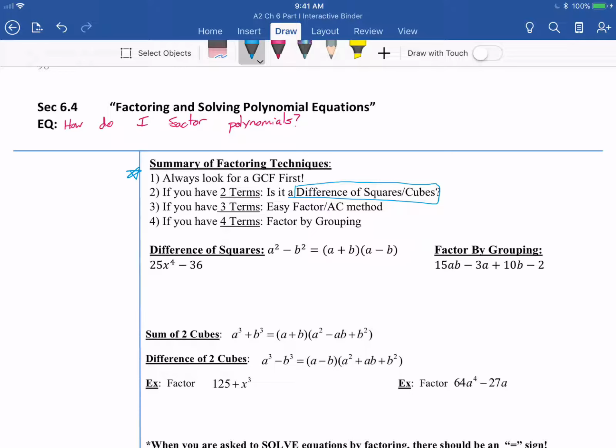If it has three terms, that's the easy factor, so that's the diamond method. If it's got three terms, we put that in the diamond. That one's pretty quick, pretty easy. If you have four terms, you factor by grouping. So that's another new one today that we're going to look at. How is factor by grouping a little bit different? I don't think we've looked at that a whole lot. So here we go.